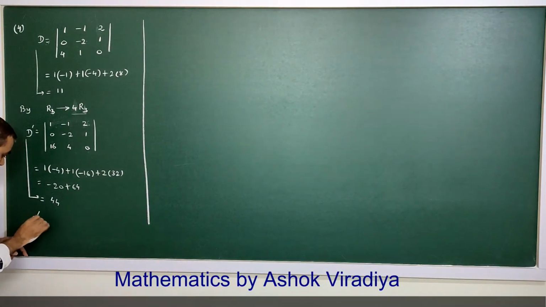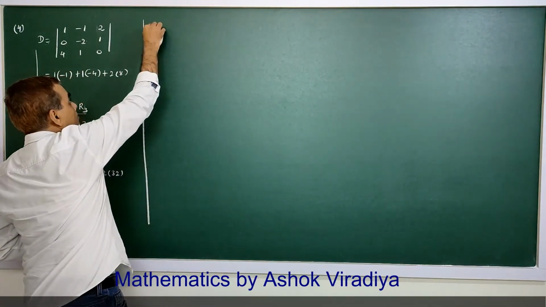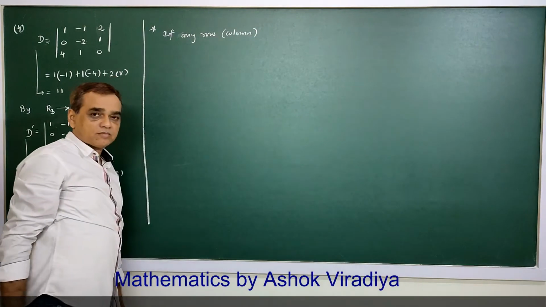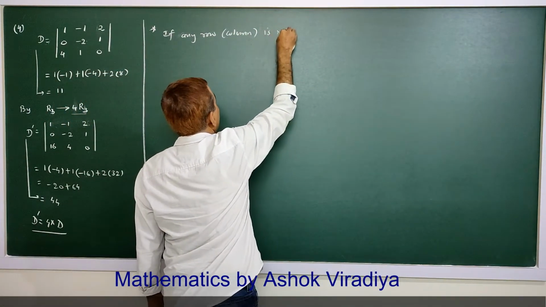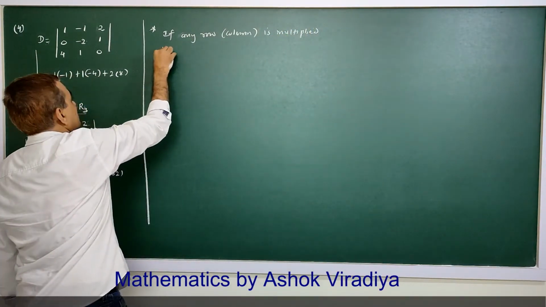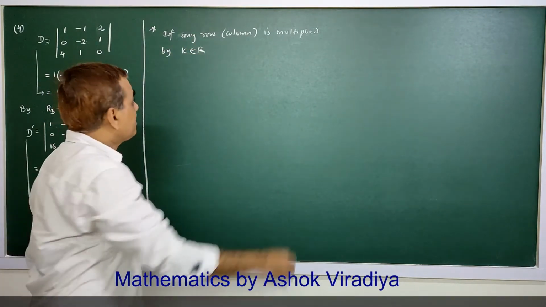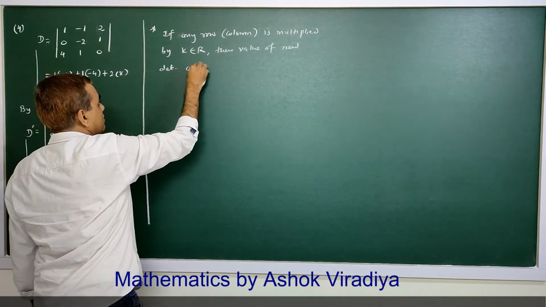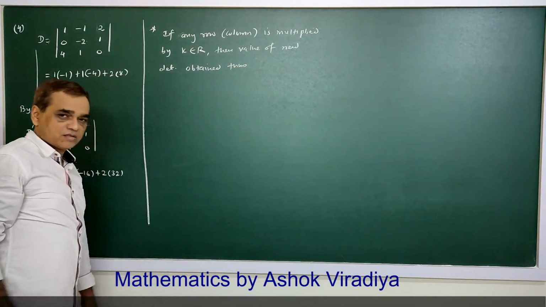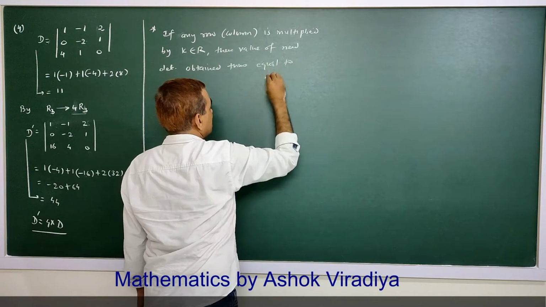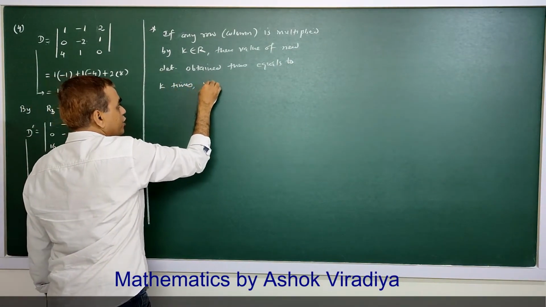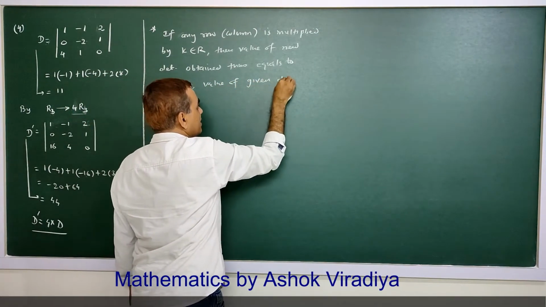So here D dash is equal to 4 times D. D dash is k times D. So putting this property in words, if any row or column is multiplied by k, any constant k, then the value of the new determinant obtained thus equals k times the value of the given determinant.